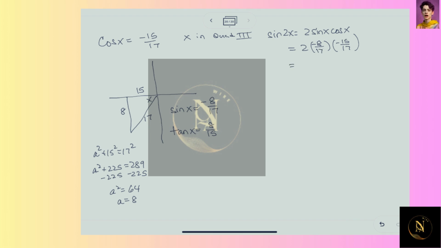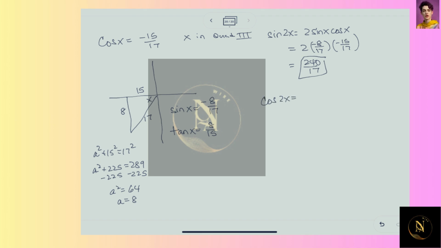So that's going to give me a negative times a negative is positive. 16 times 15 is going to give me 240 over 17. And that's as simple as it's going to get. That's my answer for sine 2x.